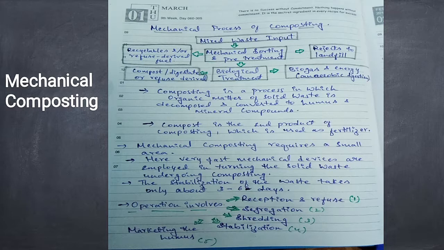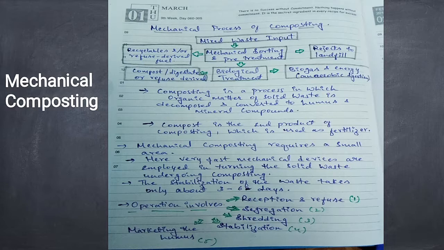Whereas in biological treatment it undergoes decomposition, with the formation of biogas and energy by the anaerobic method, and we get the compost, or the refuse or the humus, as a fertilizer, and it will be utilized for the agriculture fields.